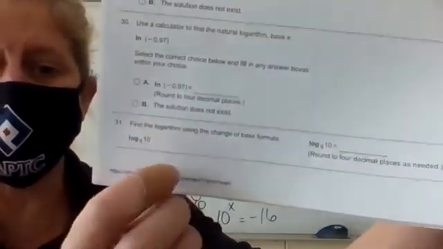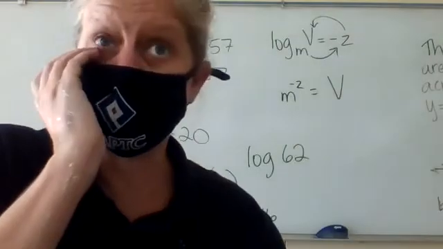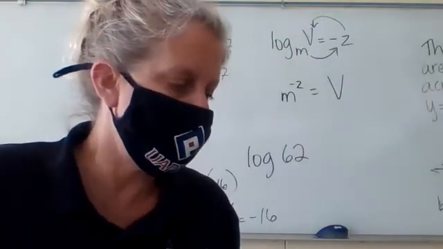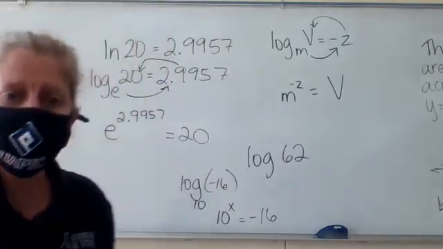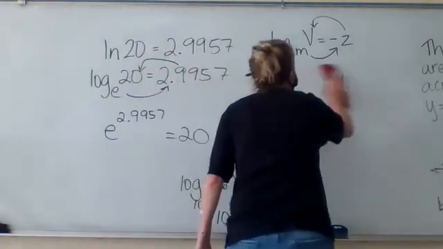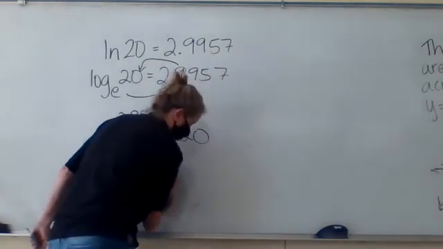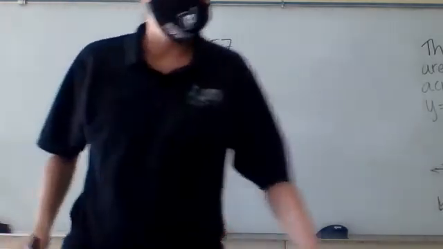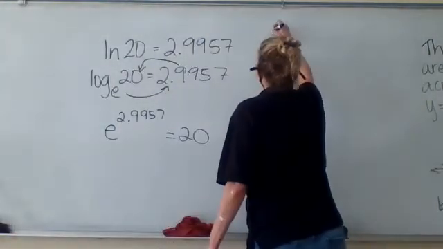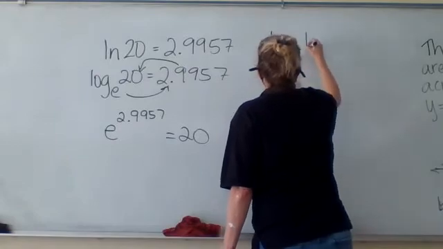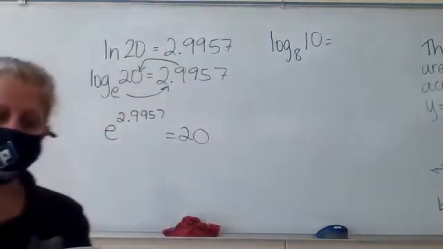Now, we talked about this earlier for people that don't have the log base button on their calculator. It says find the logarithm using the change of base formula. That is just what you would do if you didn't have the log base button on your calculator. If it says log base 8 of 10, I'm going to find it both ways. I would do the log base button.